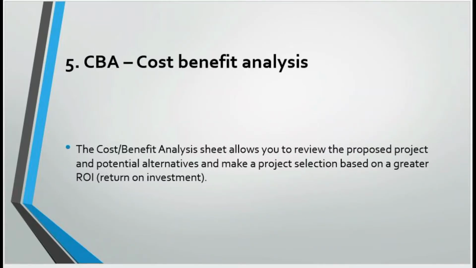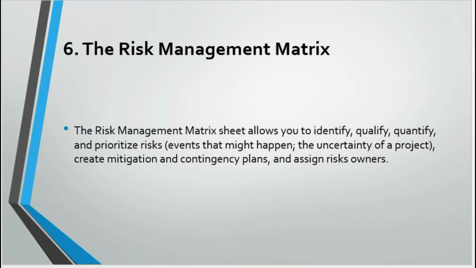So the fifth one is a CBA, which is cost benefit analysis. This sheet allows you to review the proposed project and potential alternatives and make a project selection based on the great return on investments. And the sixth one is risks. This one is a risk management matrix, which allows you to identify, qualify, as well as quantify and prioritize risks.